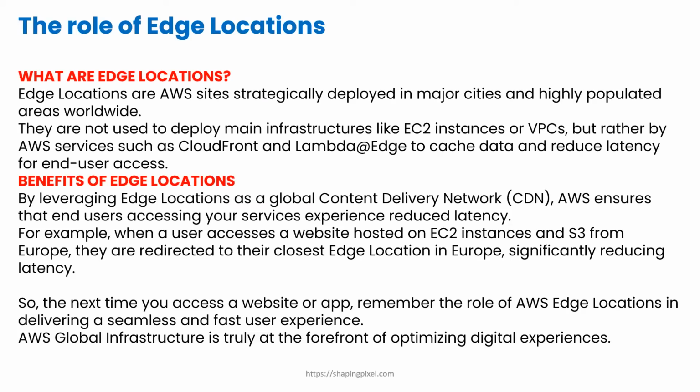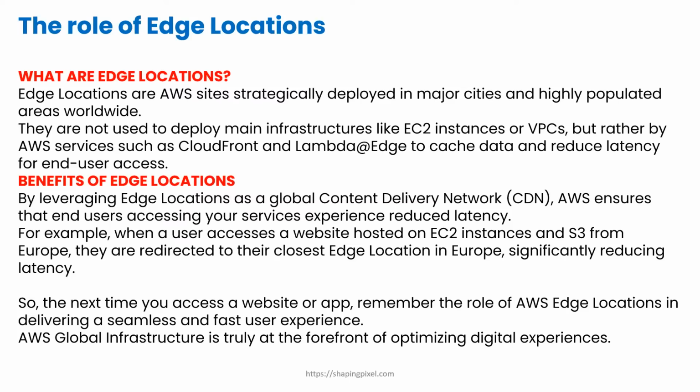So let's dive into the role of edge locations. Edge locations are AWS sites strategically deployed in major cities and highly populated areas worldwide. They're not used to deploy main infrastructure like EC2 instances or VPCs, but rather by AWS services such as CloudFront and Lambda@Edge to cache data and reduce latency for end user access.